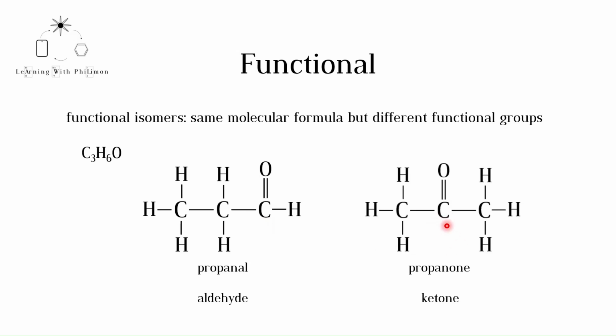Because these functional isomers contain different functional groups, their chemical properties are different. We have seen both aldehydes and ketones in the oxidation and reduction videos. There are actually more functional isomers with the same molecular formula, albeit a bit more complicated. I challenge you to draw and name them.